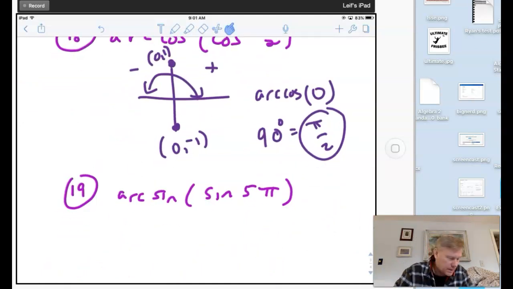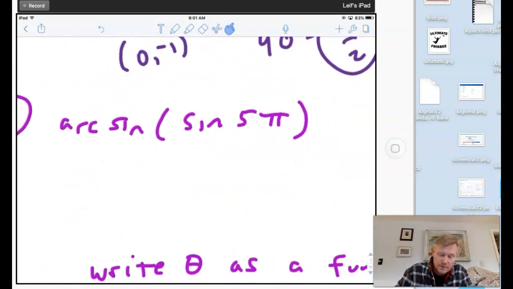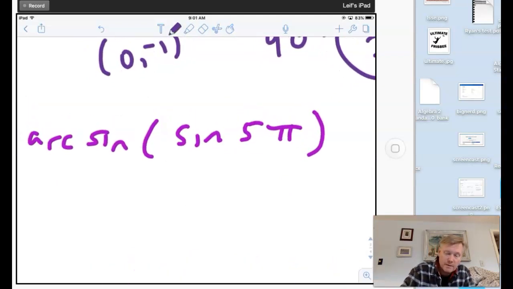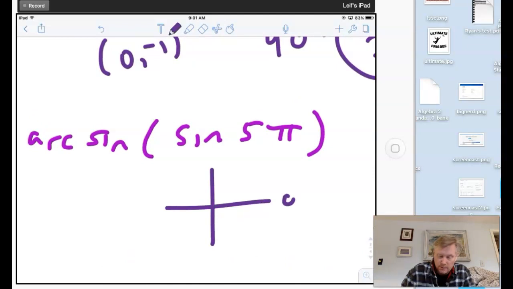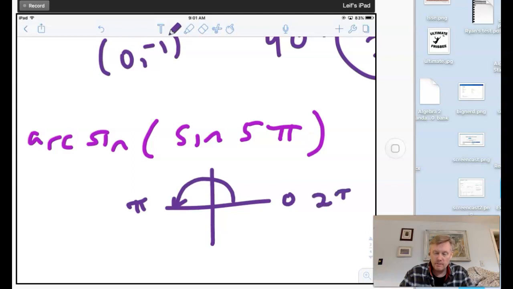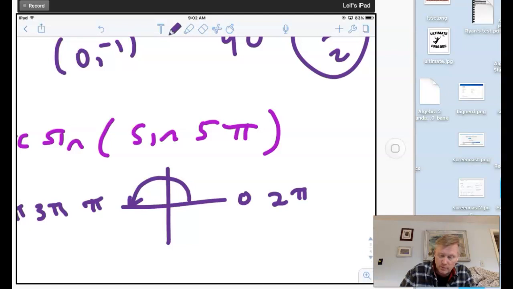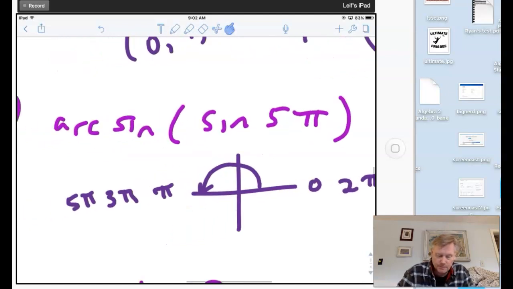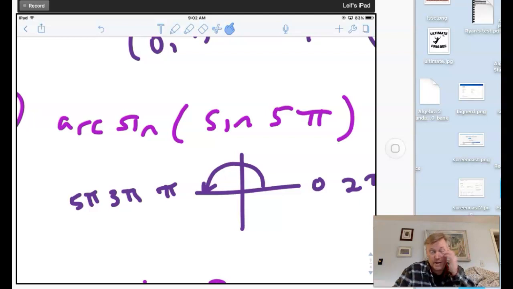19. Arc sine of the sine of 5 pi. So first let's find out what the sine of 5 pi is. So here's 0, here's pi, which means if I go around to pi, and then that's 1 pi, 2 pi gets me back over here, 3 pi gets me there, and then if I go around again, 5 pi will hit me here. This would be 4 pi. So in other words, I went around the circle 2.5 times. Okay, pi is 180 degrees. So anyway, I land there.